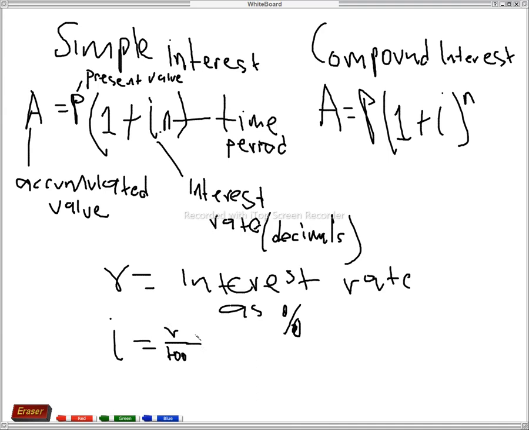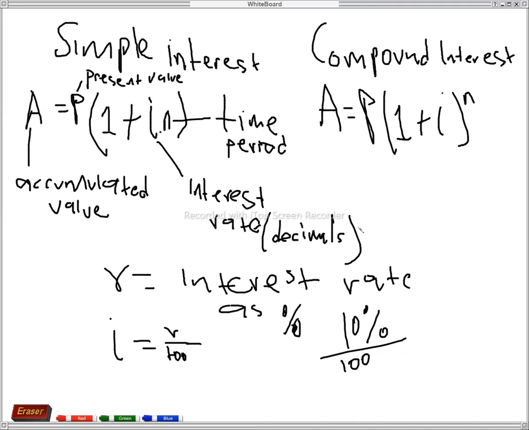Let's say for instance my interest rate is 10%, not 100, 10%. To get the interest rate, you just divide by 100 and your answer is going to be in decimals. Then you substitute that into your formula and calculate. Don't worry, I will go through each and everything.